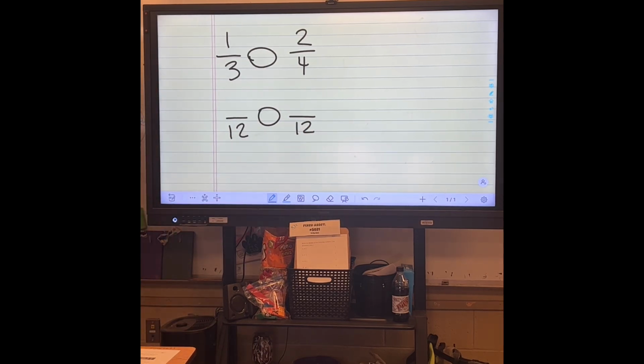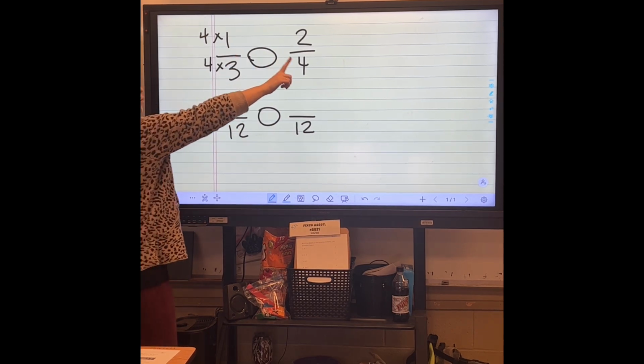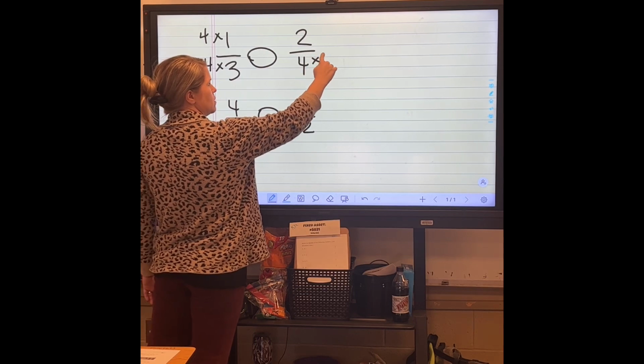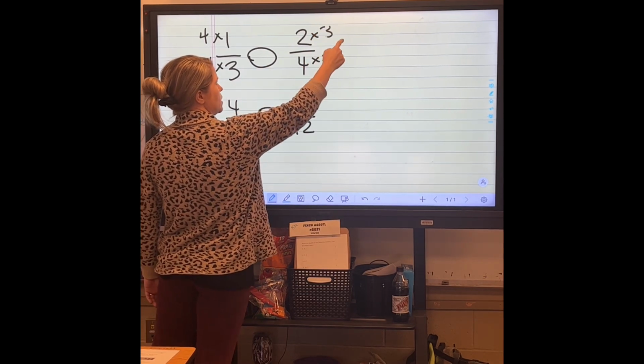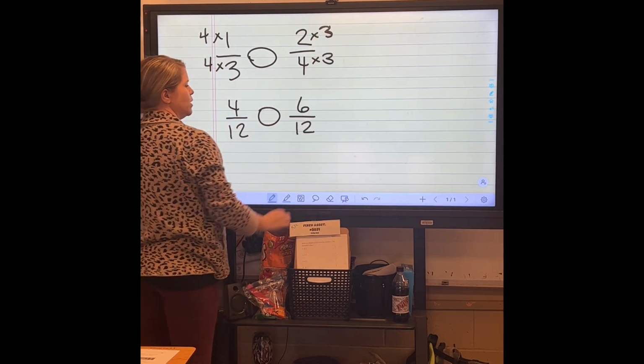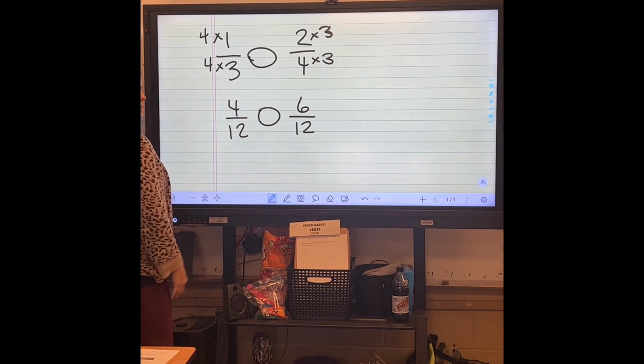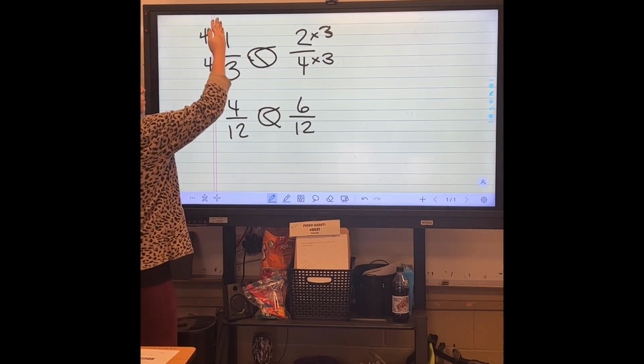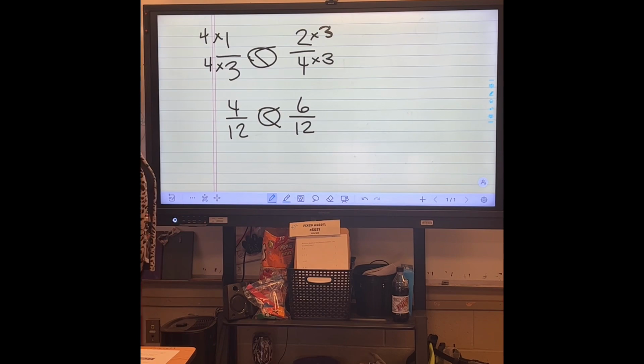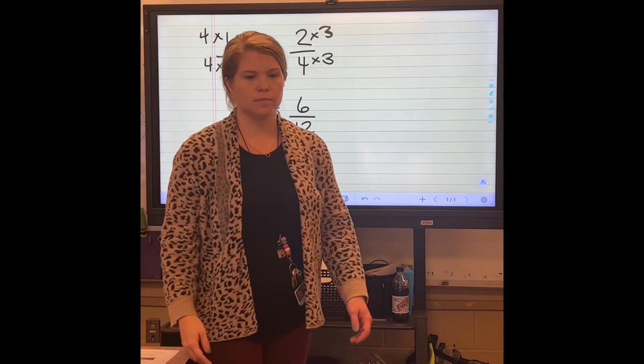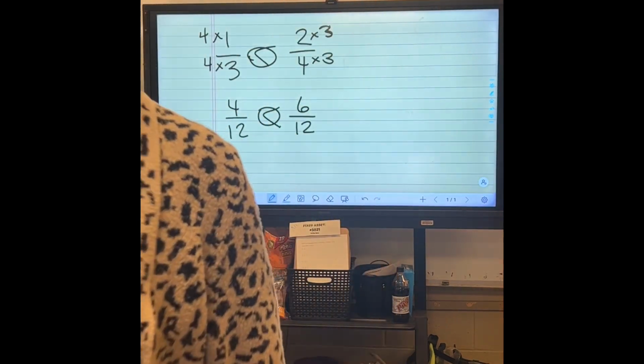Now, how did your 3 change into 12? Times 4. So if I do 3 times 4, I've got to do 1 times 4, which is 4. All right, how did this 4 change into 12? 3. So 2 times 3 is 6. Which one's bigger, 4 or 6? 6. And if you wind them up, then it should match. All right.